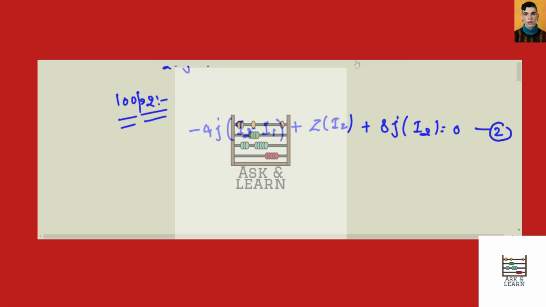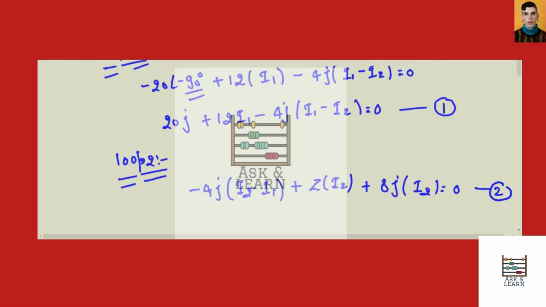If you analyze both the equations, what we will find is that we have three variables, I1, I2 and this Z, and we have only two equations. So we can't get any solution with the help of these two equations. We need one more equation.